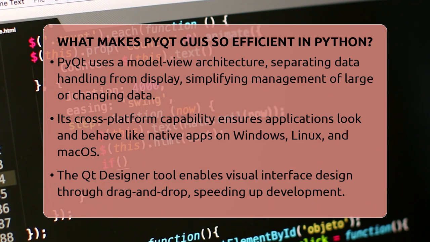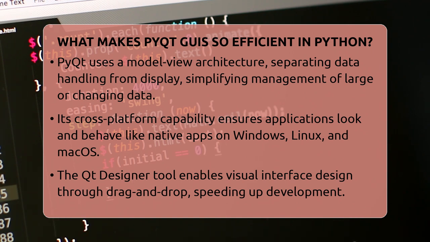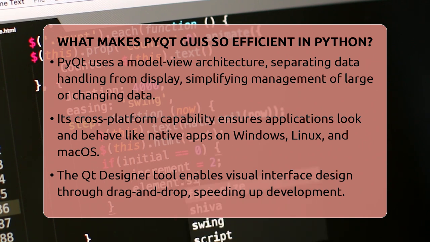One of PyQt's key strengths is its signals and slots system. Think of signals as messages that say, something happened. When a user clicks a button, a signal is emitted. Slots are functions that respond to these signals. This setup makes your code cleaner and more organized. It also allows different parts of your application to communicate without tightly coupling them together. As a result, your code becomes easier to maintain and extend.